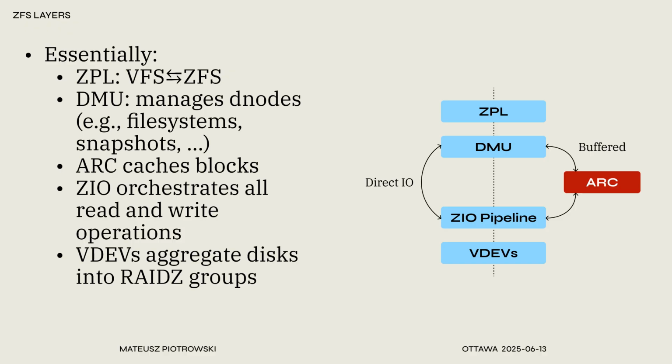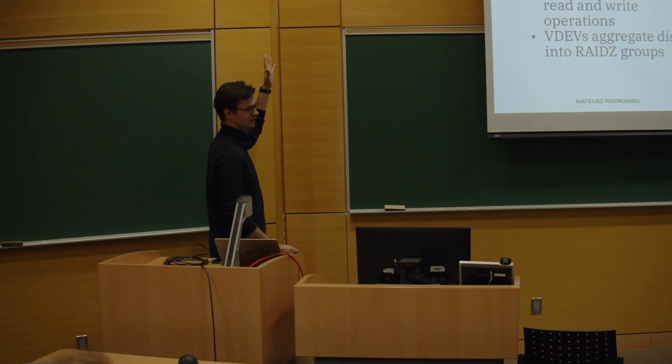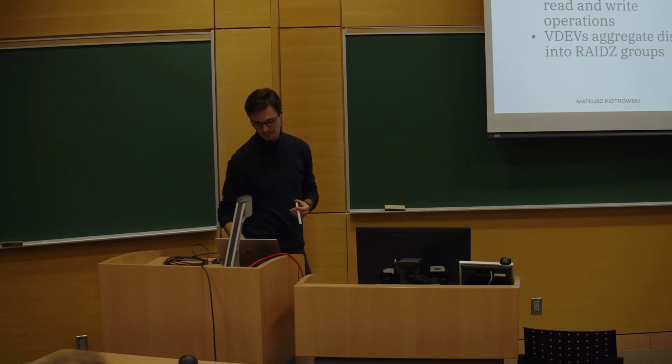Then we hit the DMU, and at this point, we can choose if we want to go the direct I/O path, skipping the cache, the ARC, or we want to go the buffered path through the ARC. And once we decide, we end up in the very same place, which is the I/O pipeline that orchestrates all the read and write operations, and then there are some other layers beneath that. But essentially, direct I/O only operates on this one layer of this whole big stack of what ZFS does inside.